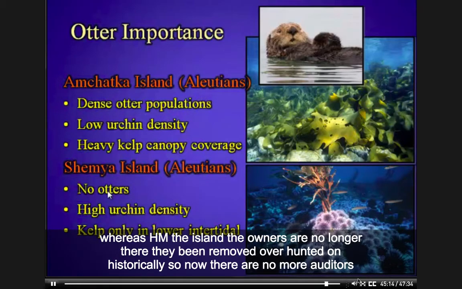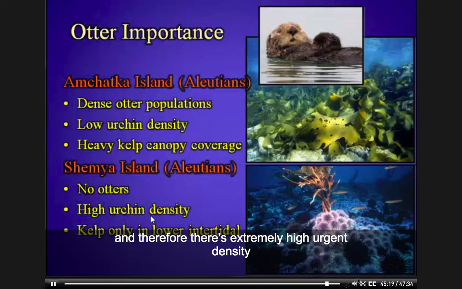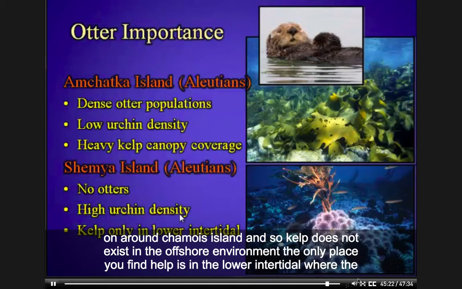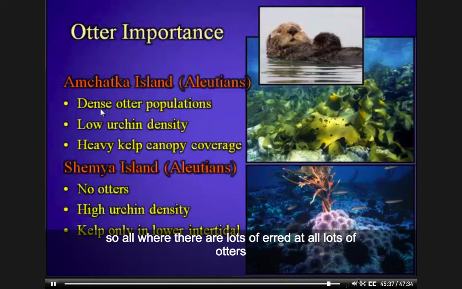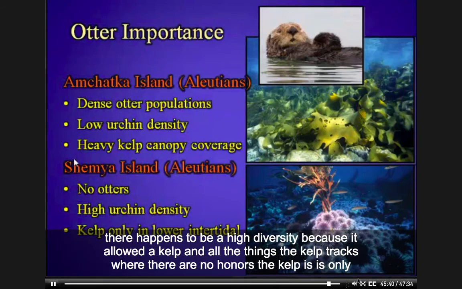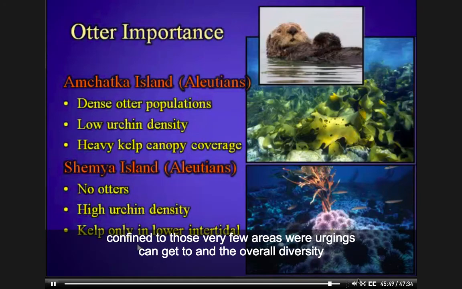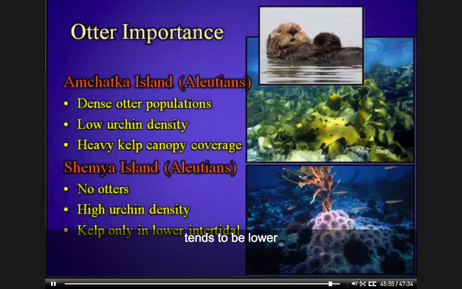Whereas at Shemya Island, the otters are no longer there. They've been removed, overhunted historically, so now there are no more otters. And therefore, there's extremely high urchin density around Shemya Island. And so kelp does not exist in the offshore environment. The only place you find kelp is in the lower intertidal where the waves are crashing. And that's because the urchins can't get up that high. So where there are lots of otters, there happens to be a high diversity because there's a lot of kelp and all the things that kelp attracts. Where there are no otters, the kelp is only confined to those very few areas where urchins can't get to, and the overall diversity tends to be lower.